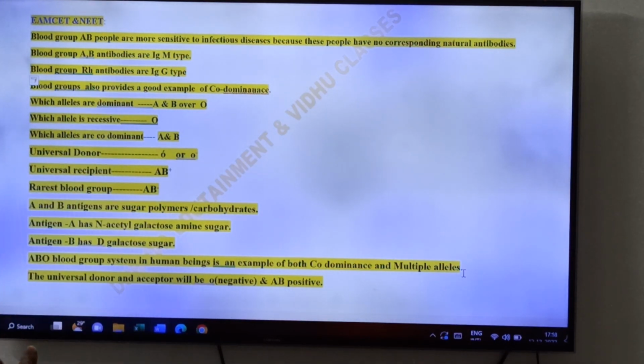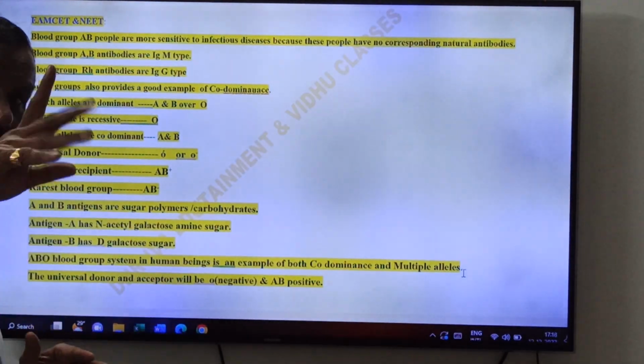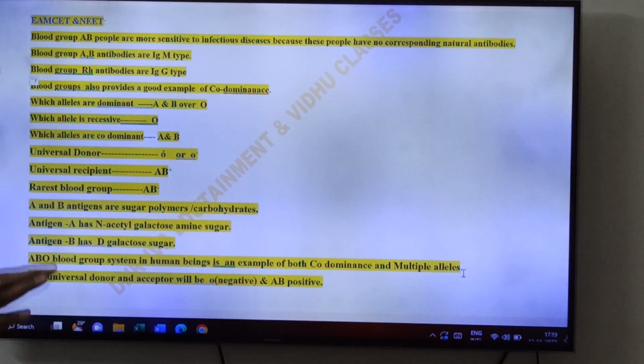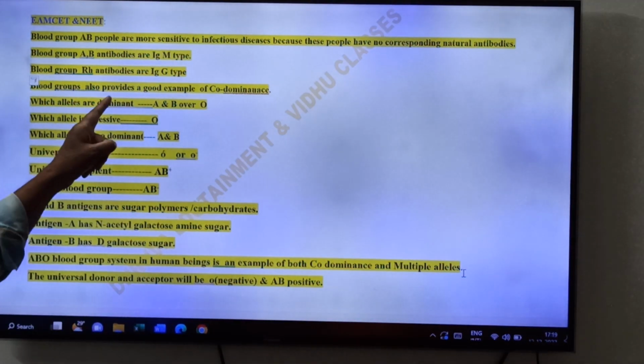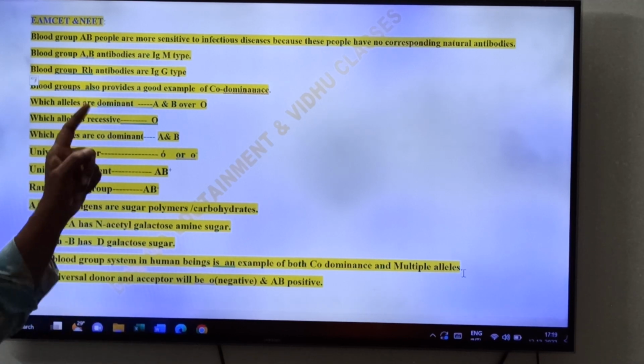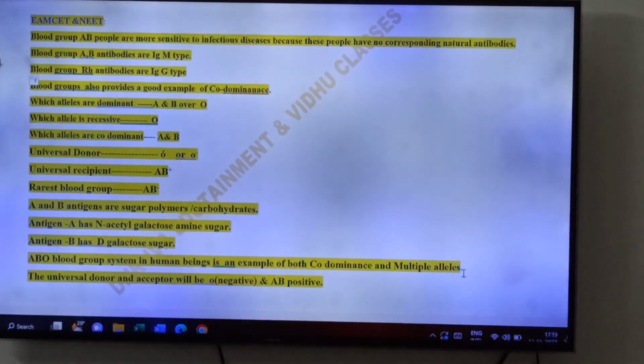Blood groups also provide a good example of codominance. Friends, blood groups are an example for multiple alleles. Blood groups are an example for codominance. You know friends, AB blood groups are codominants. Which alleles are dominant? A and B are dominant over O. Which allele is recessive? O allele is recessive. Which alleles are codominant? A and B are codominant.